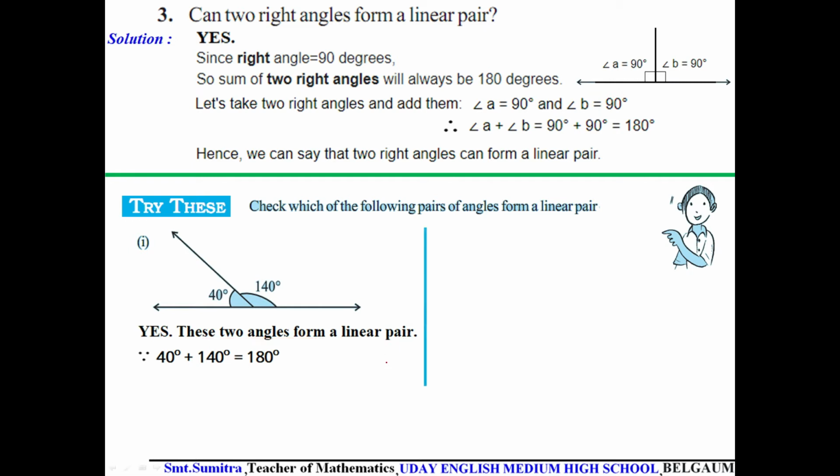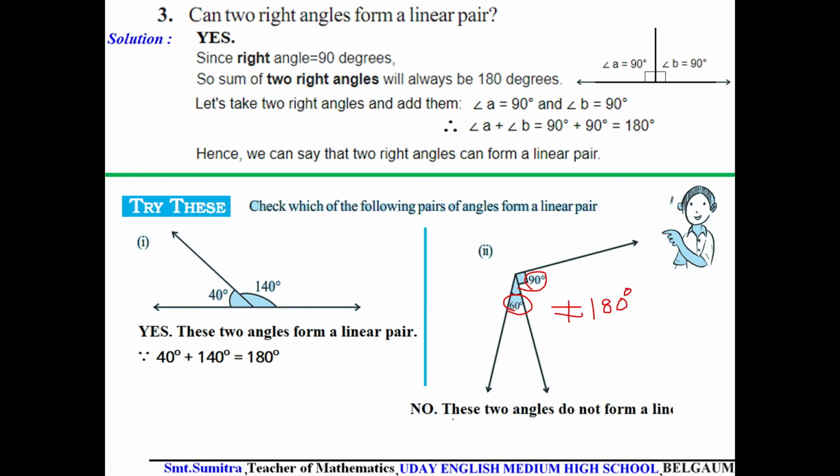Another example. Here we see that 90 degrees plus 60 degrees. The addition is not equal to 180 degrees. The answer is no. These two angles do not form a linear pair, because 60 degrees plus 90 degrees is not equal to 180 degrees.